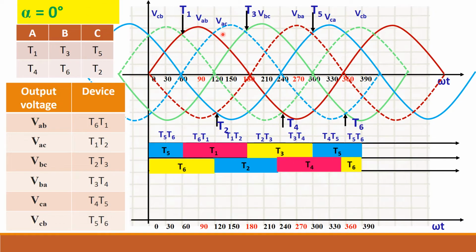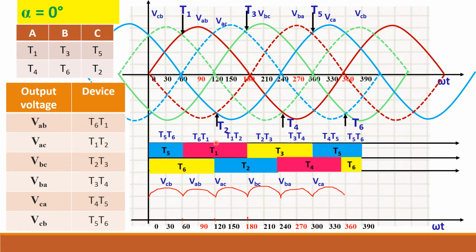Now how to draw the waveform. Already we have seen how to get this output voltage variables. So 6 and 1 means 6 is in B phase, 1 is in A phase. So output should be upper device, lower device. Upper device is A phase, lower device is B phase. So output will be VAB. So now you follow the VAB waveform.